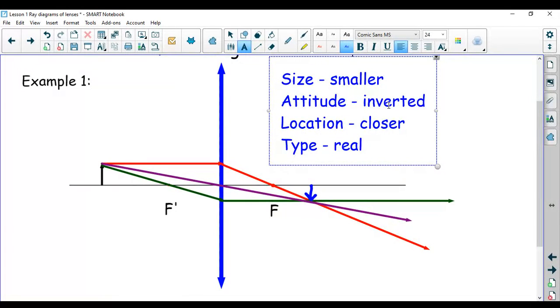So as soon as you see the attitude is inverted, you also know your image is real automatically, because all real images are inverted every single time. And that's how we draw one of these diagrams.